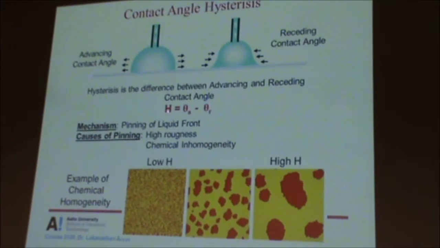Okay, and the way we define hysteresis is the difference between advancing and receding contact angle. And hysteresis gives you an idea about surface roughness and surface chemical inhomogeneity. Okay, if you take a very smooth surface and if you find huge hysteresis, the only logical conclusion there is your surface is not homogeneous. It's not this. It's either this or this. It's phase separated. Okay, and this is very important when it comes to characterizing surfaces, how uniform surfaces you're making.